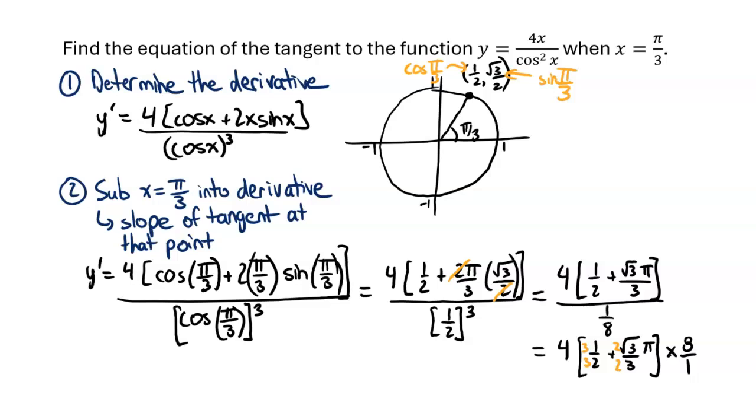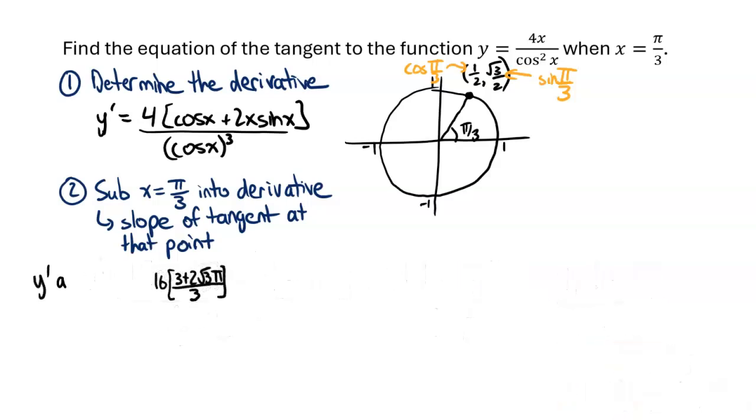And I can get a common denominator with the two fractions inside the brackets. So I'm going to multiply by 3 over 3 and by 2 over 2, respectively. Now the 4 out front times the 8 at the end gives me 32. And then when I get that common denominator, I get 3 plus 2 root 3 times pi all over 6. Now you'll notice that that 6 on the bottom and the 32 in the numerator, you can divide both of those by 2, which gives us 16 times, in brackets, 3 plus 2 root 3 pi all over 3. So that means that the derivative at x equals pi over 3, which is the slope, is that value, exactly.